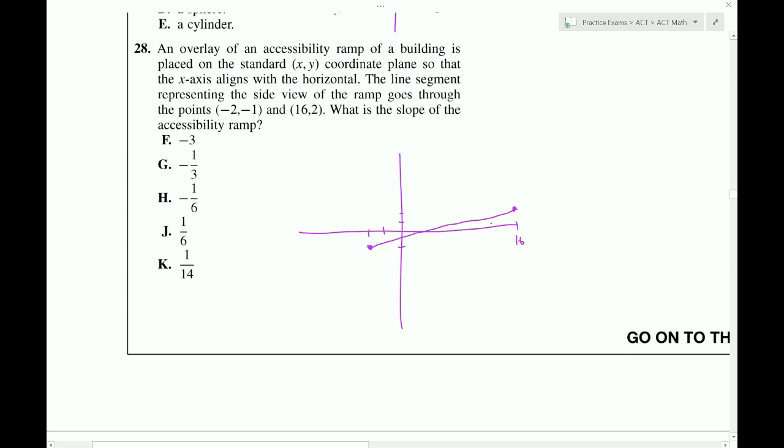So this is kind of what the ramp will look like. And so really we just need to find the slope of these 2 points. Okay? So change in y over change in x. The y value goes up by 3, the x value goes up by 18. This can be reduced to 1 over 6.